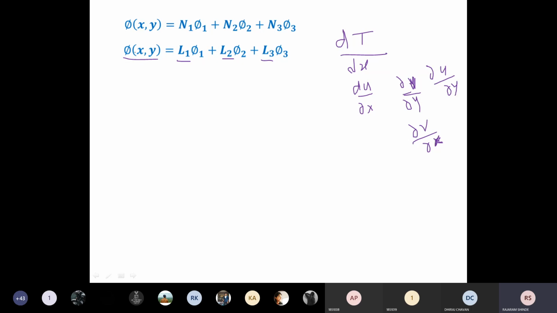Okay, now when we want to write the derivative for this phi, you have to use the chain rule of the derivative. Here, how we can use the chain rule of the derivative? So here d phi by dx is equal to d phi by dL1 into dL1 by dx plus d phi by dL2 into dL2 by dx.